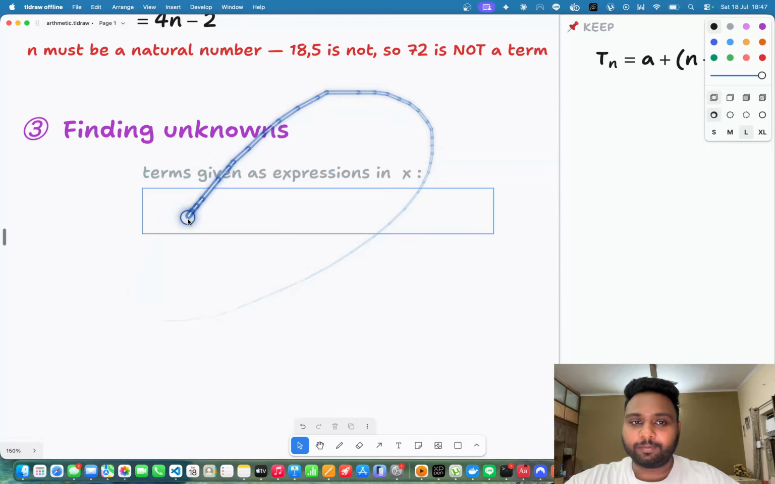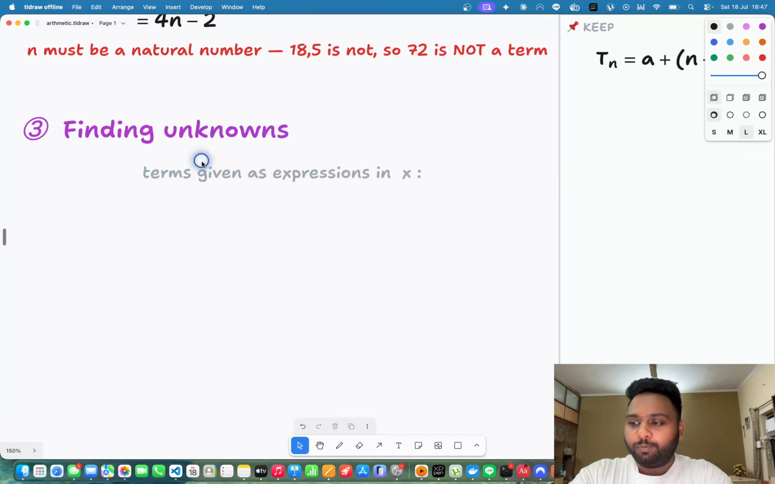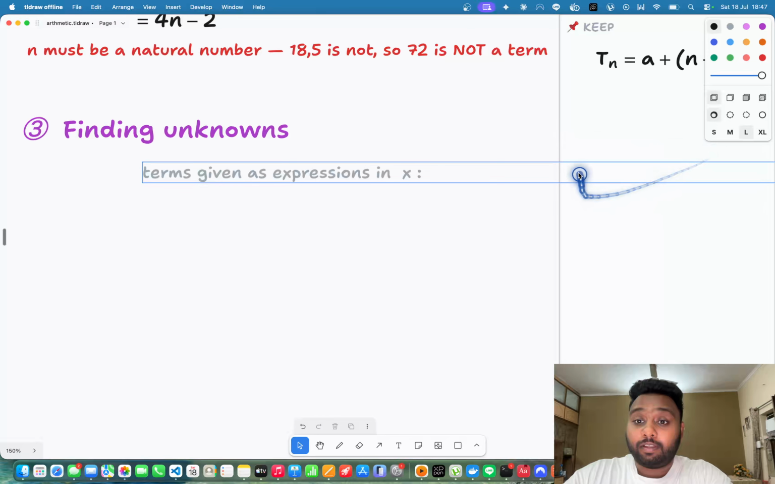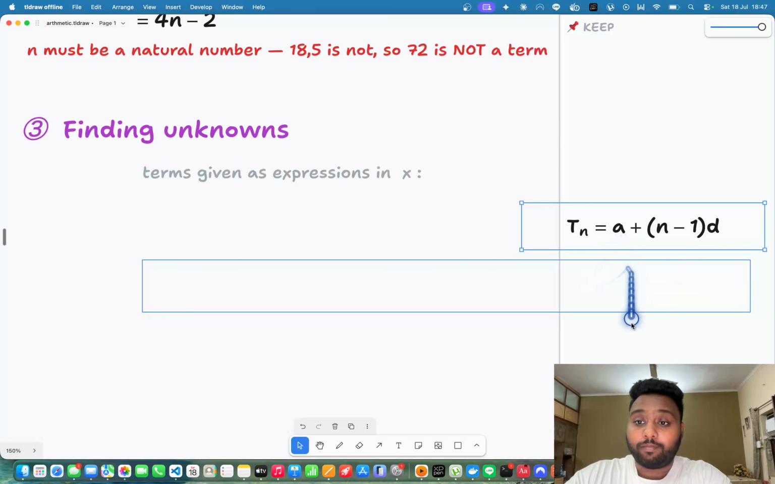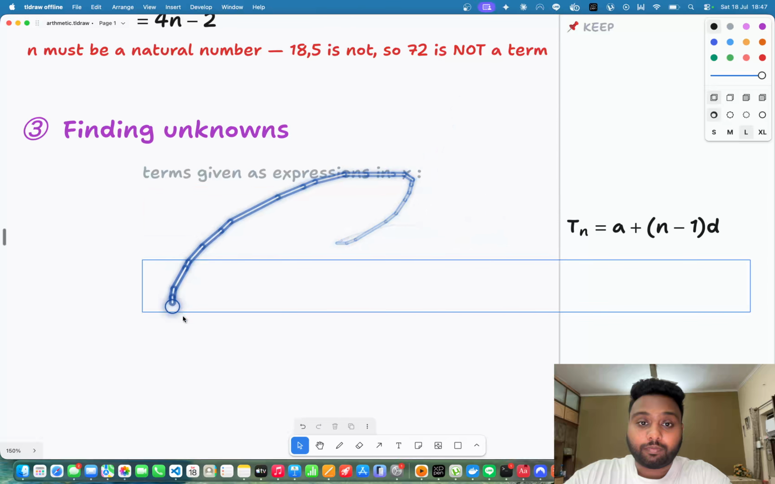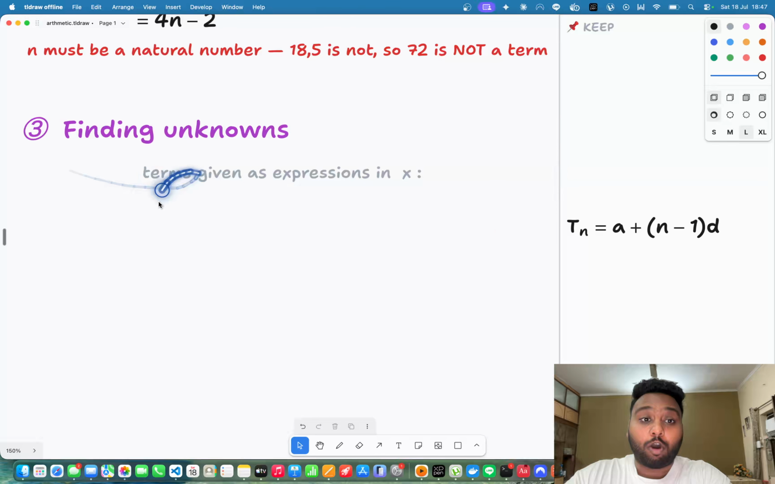Continue with this. Now we are going to talk about two very common exam twists. First, the terms are given as expressions in x, so you don't even know the numbers yet, and we have to find the actual result of this. Let's see an example of how a question might come in the exam.